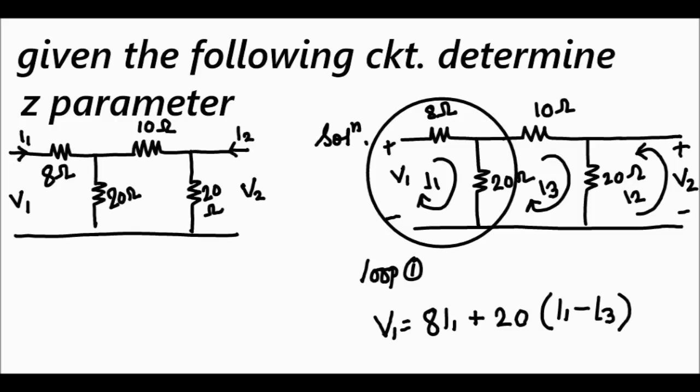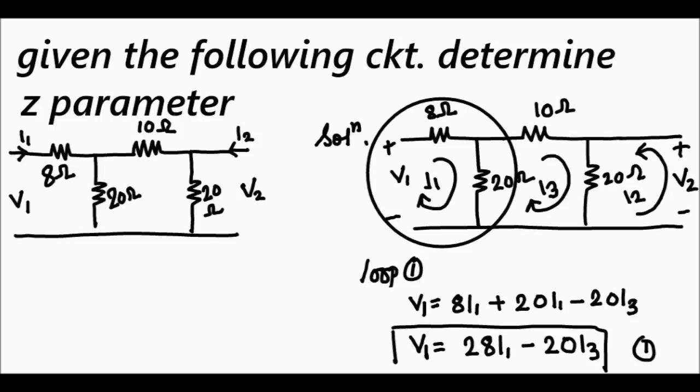Now we will take another problem. Given the following circuit, determine Z parameter. In this circuit there are three loops I1, I2 and I3. Loop I2 is compulsorily given on the V2 side. Now solving for loop 1, V1 is equal to 8 I1 plus 20 into (I1 minus I3). Further simplifying the equation, we get V1 is equal to 28 I1 minus 20 I3.